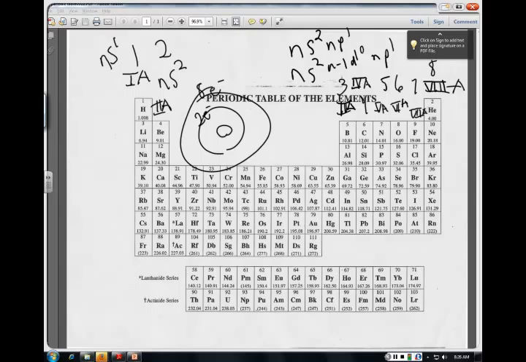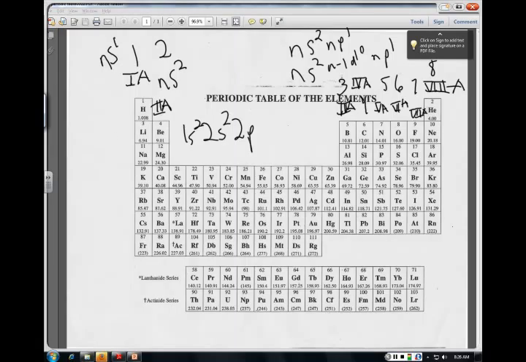That's not precisely true, because as you're filling, the first shell can only hold 2 electrons. That is true enough. The second shell can only hold 8 electrons. Also true. But the third shell, 3s2, 3p6, and then we go to 4s2, then we go back to 3d10. The third shell can actually hold 18 electrons because of these 3d10s.